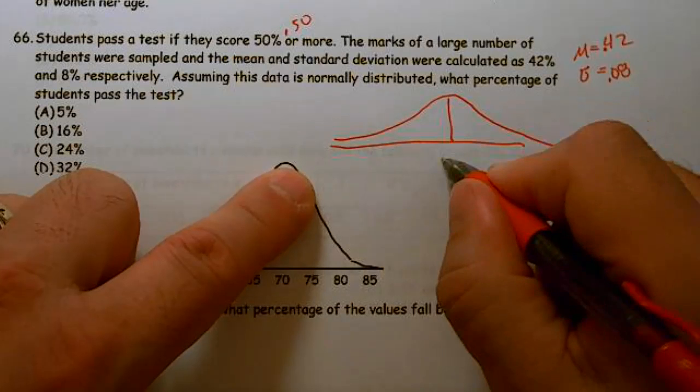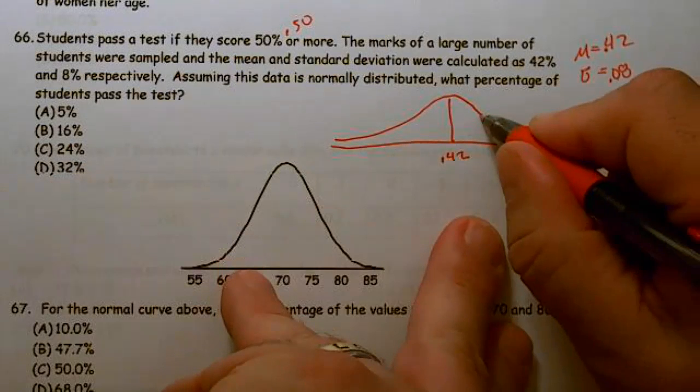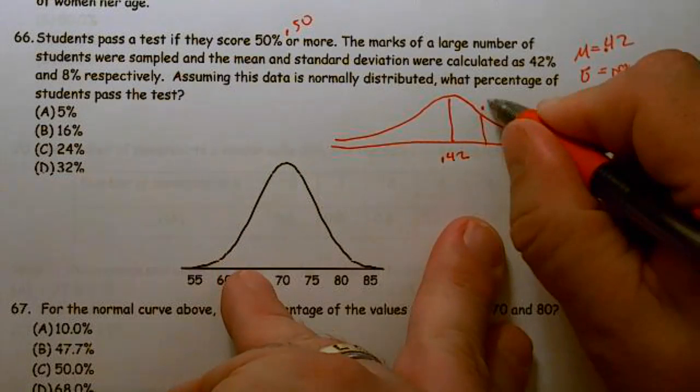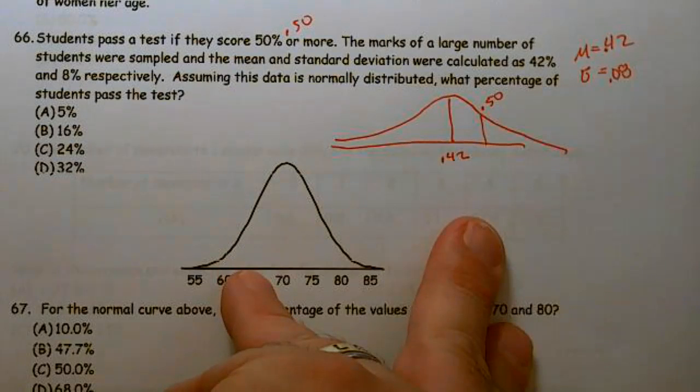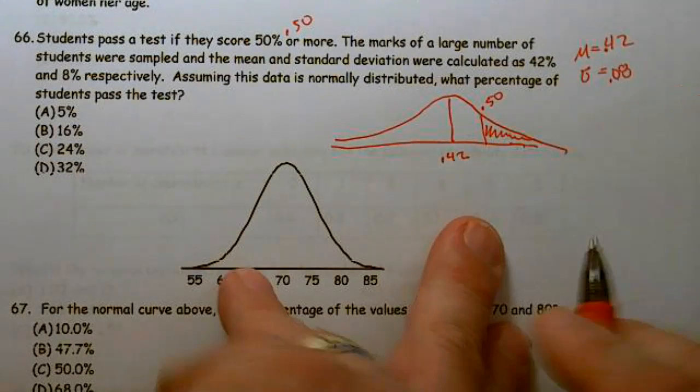And my mean is 0.42. So that's the average. But they had to make 0.50 in order to pass. Okay? So anything above that is a passing score.